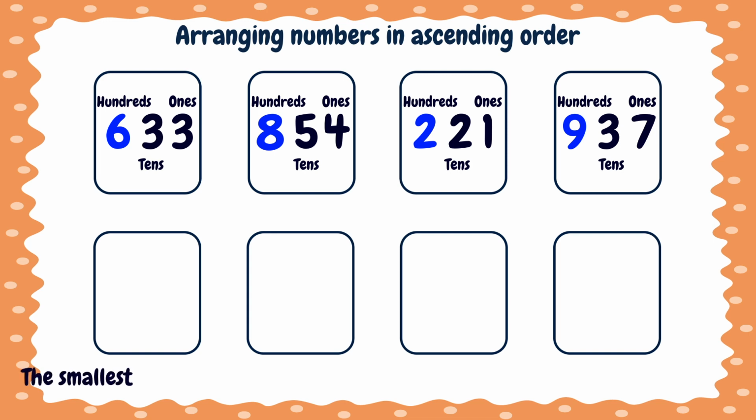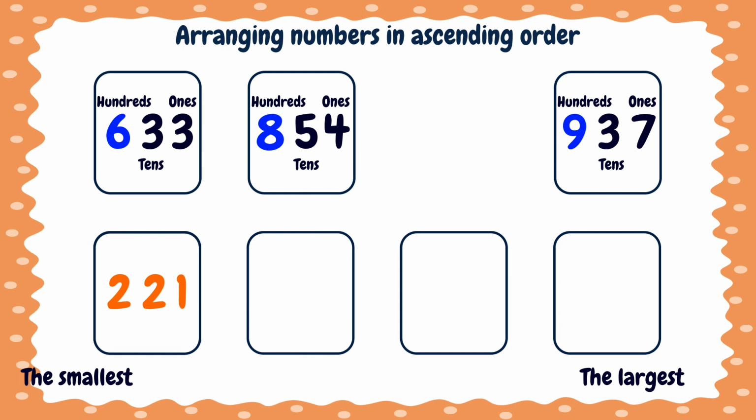We want to arrange them in ascending order. That means from the smallest number to the largest. Which of these numbers is the smallest? The number 2. Excellent. So number 221 is the smallest. So we will put this card here.